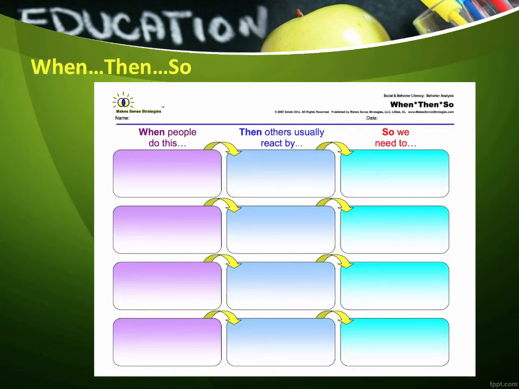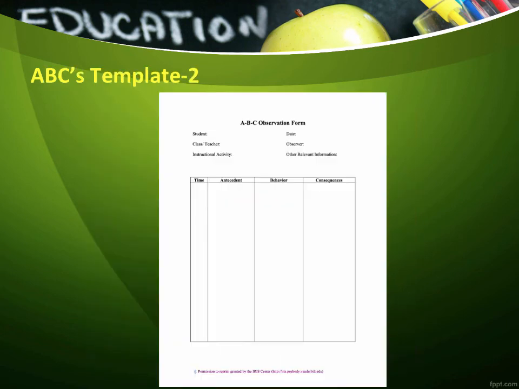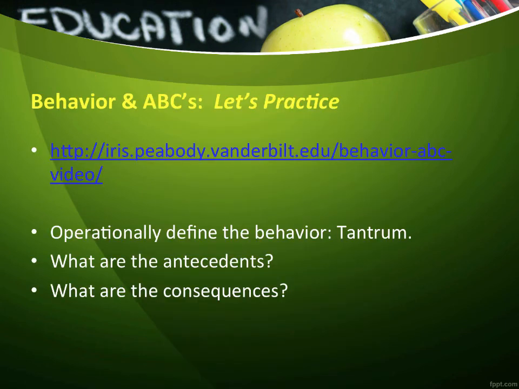Here are a few additional resources that you could use to record the ABCs. Again, these documents are in your resources. So when we record and see patterns of ABCs, we can determine a function of the behavior. I provided a slide for you here, and at your convenience, please feel free to look at this short video and complete the following exercise. The target behavior is tantrum, so you'll need to operationalize it, identify the antecedents and the consequences. Hopefully this practice will allow you to think about the function, why something occurs.